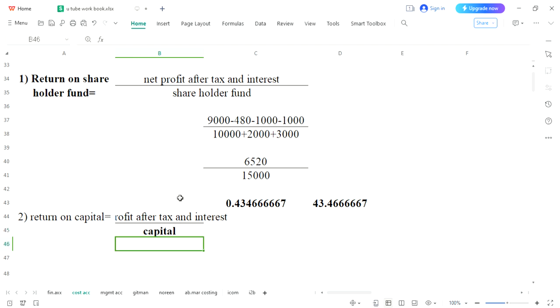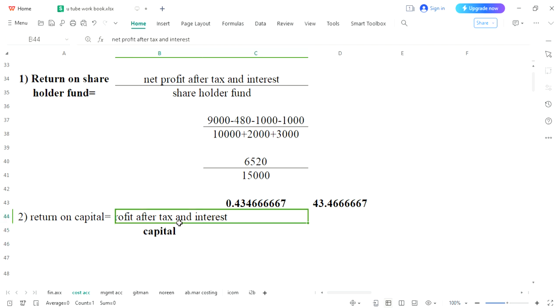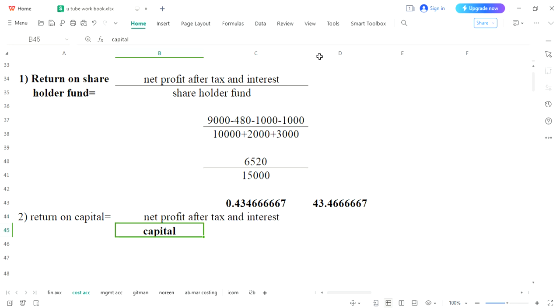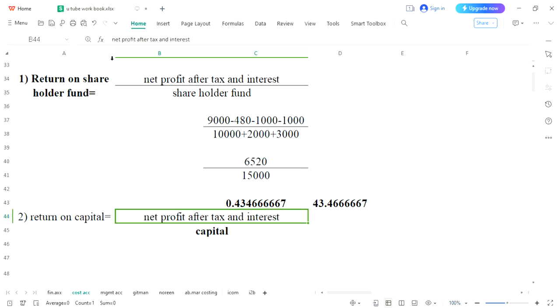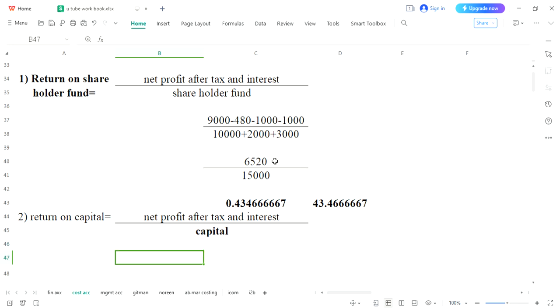Alright guys, so let me settle down. What we need is net profit after tax, and you are going to divide it by capital. Please understand, net profit after tax has already been calculated, as we have used it in the previous formula. Please note it down. Net profit after tax, that was calculated, is 6520.